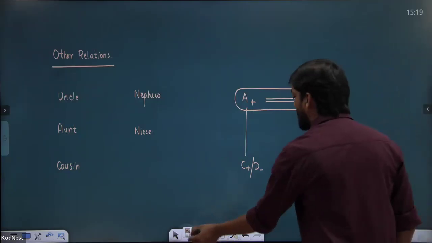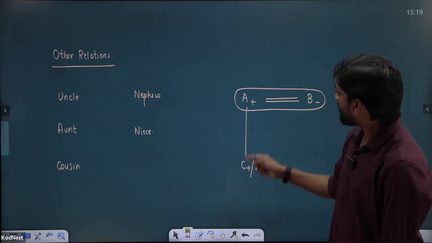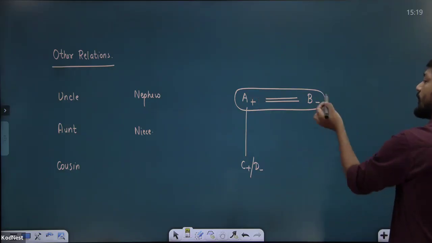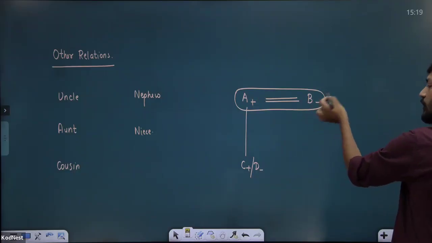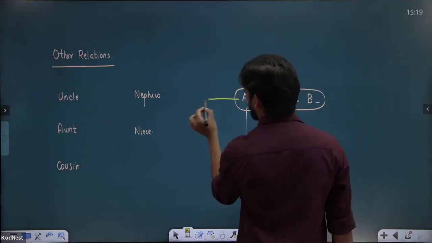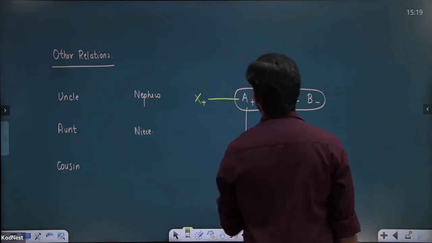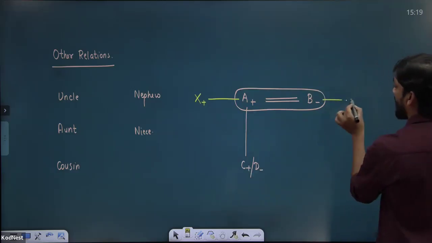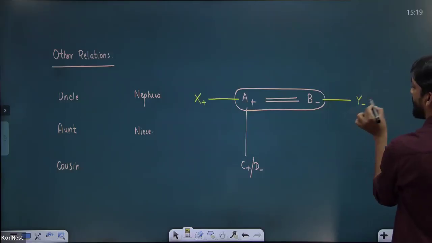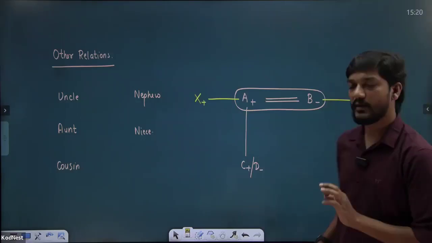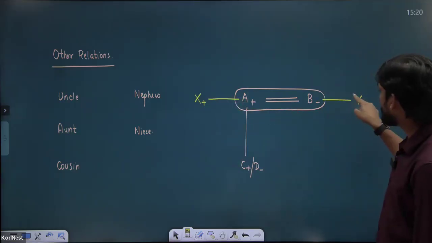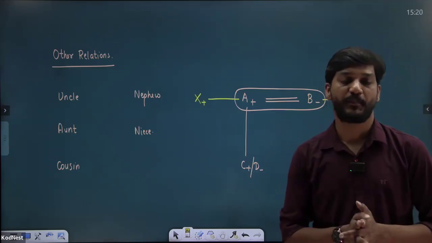Okay, I can take brother of A also or sister, or I can take brother of B also or sister. Let's take brother for A. So brother of A, I'm taking as X plus, and this is B minus, which is the wife in this couple. I'm taking sister of the wife. Are you able to understand? Please carefully see. This is the brother of A and this is the sister of B. Able to understand, all of you? See carefully.